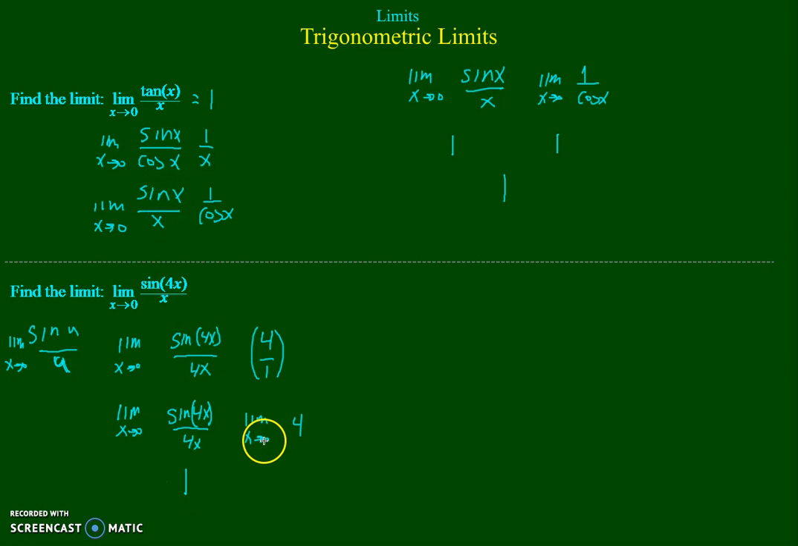And the limit as x approaches 0 of 4, well, we learned this is one of the other properties of limits we learned last part. That's just 4. It's always 4 because it's a constant. So 1 times 4 is 4. So this limit equals 4.